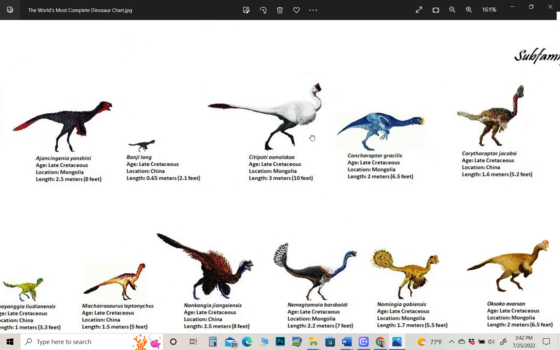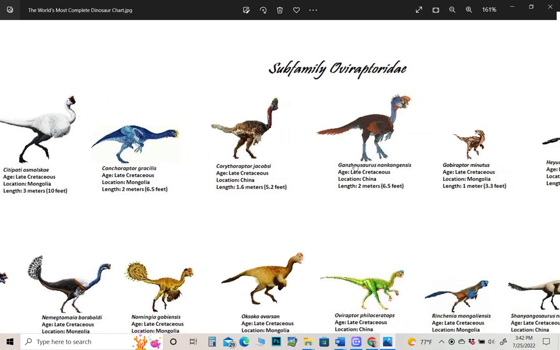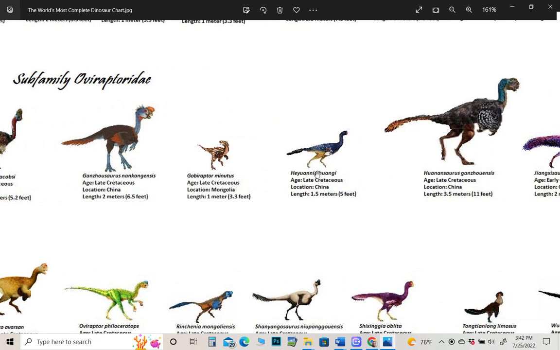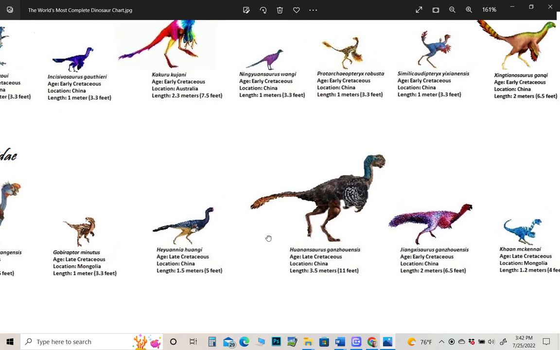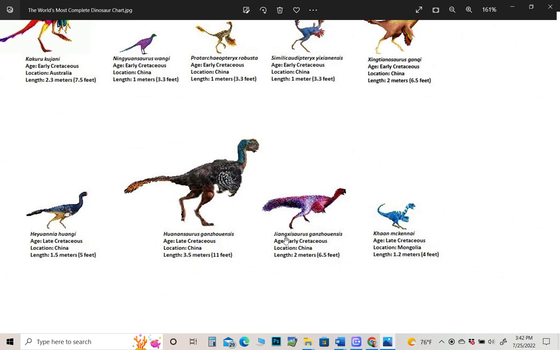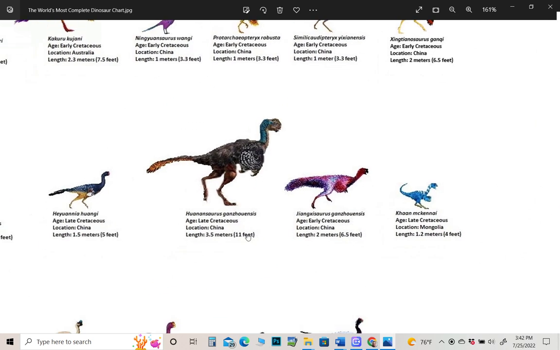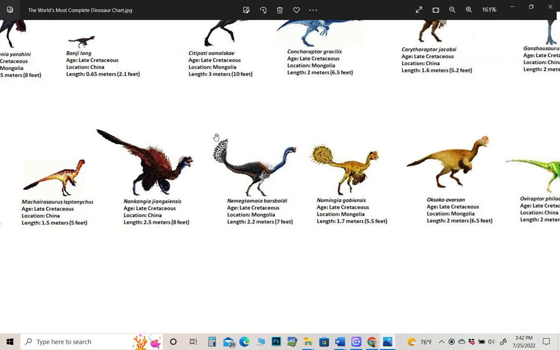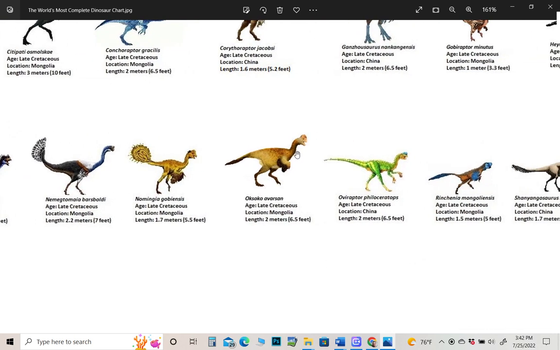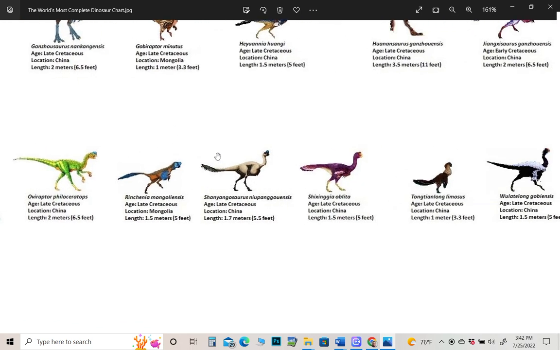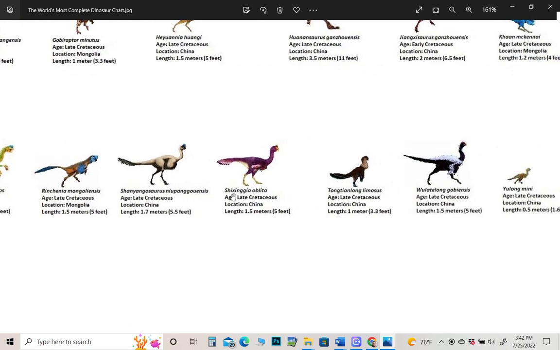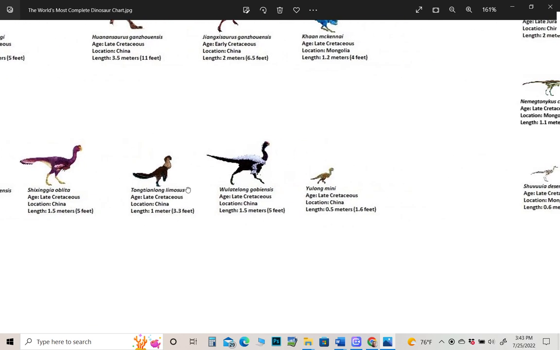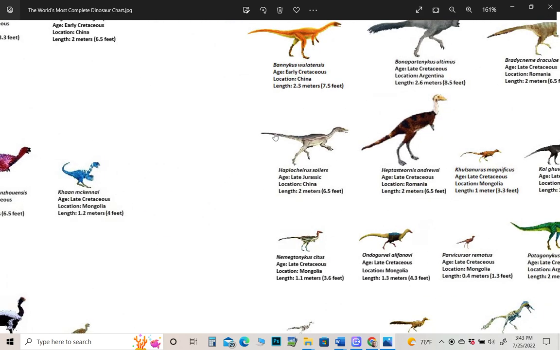Agensyngenia, Banji, Cytipati, Contraraptor, Corythoraptor, Ganzusaurus, Gobiraptor, Heyuania, Hunanosaurus, Jiangzisaurus, and then Khan. And next level, Luoyangia, Machirosaurus, Nankingia, Nemegtomaya, Nemingia, Oxoco, Oviraptor, Rinchenia, Shanyangosaurus, Shixingia, Tong Tianlong, Wulatolong, Yulong. And then we'll go up here.